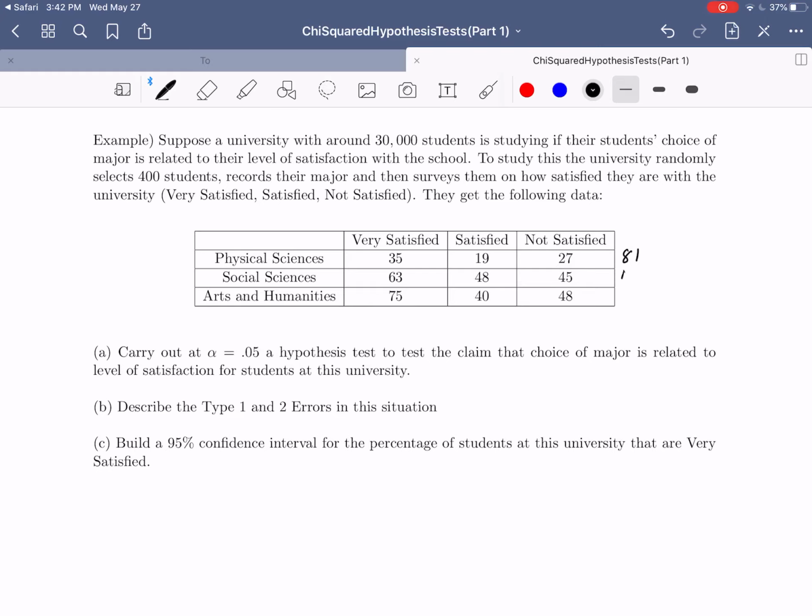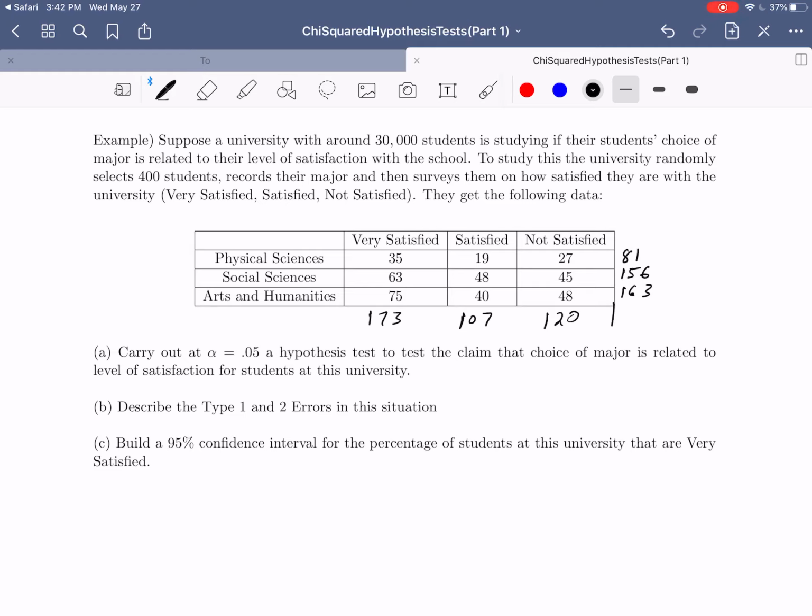Looks like we had 156 social science students. And then 75, 40, and 48. We had 163 arts and humanities. Then 35, 63, and 75. 173 people were very satisfied. 19, 48, and 40. 107 were satisfied. And 27, 45, and 48. Looks like 120 were not satisfied.